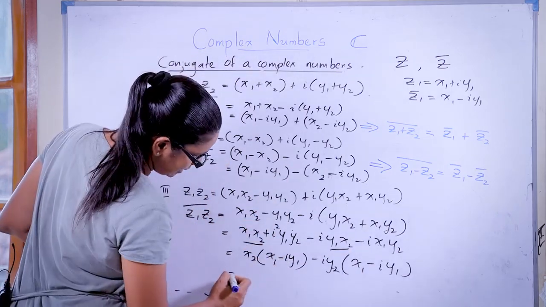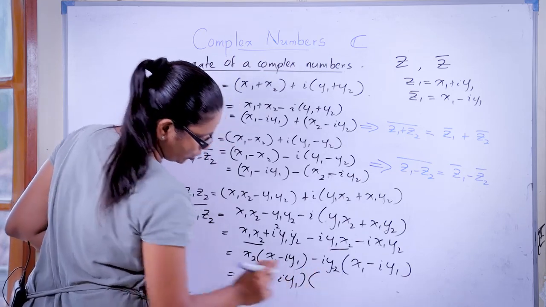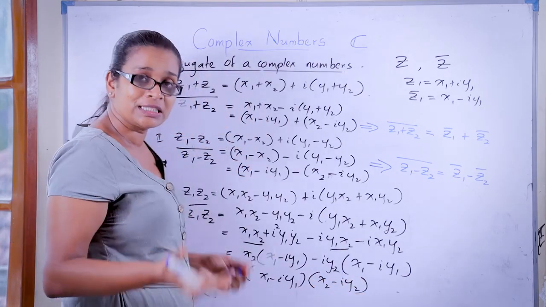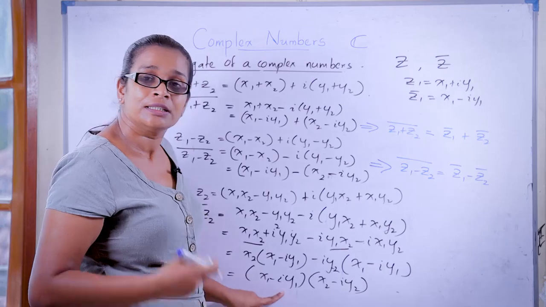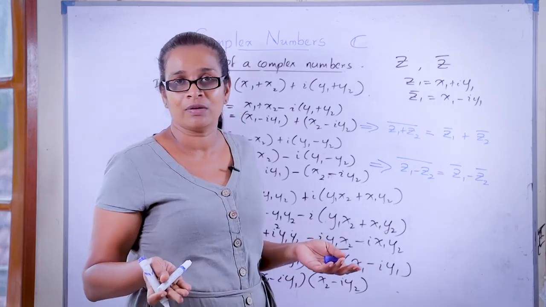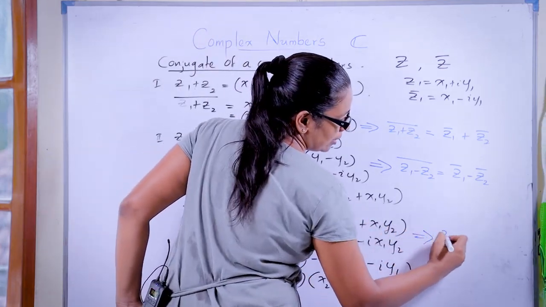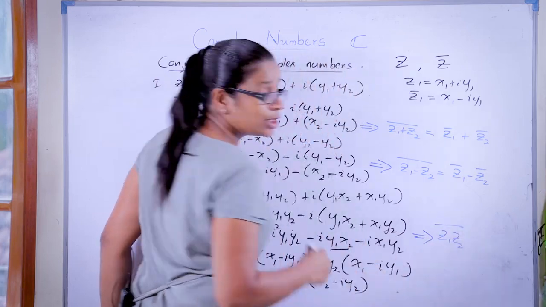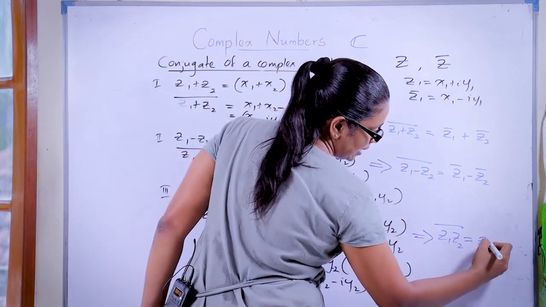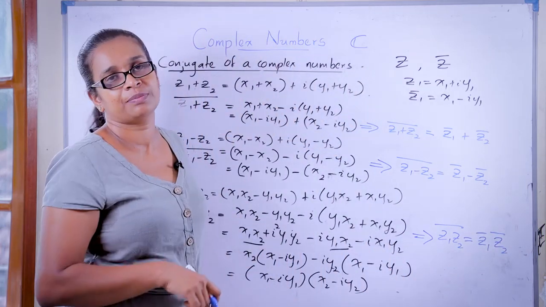So, you can consider this one as x1 minus iy1 into this one x2 minus iy2. So, what is the result? This one is the conjugate of Z1 and also the second bracket is conjugate of Z2. So, you can write down this result: the conjugate of the multiplication of complex numbers equals the multiplication of the conjugates of the complex numbers.